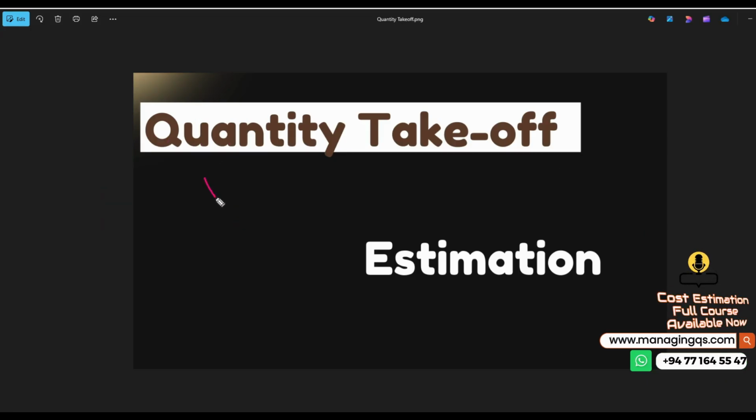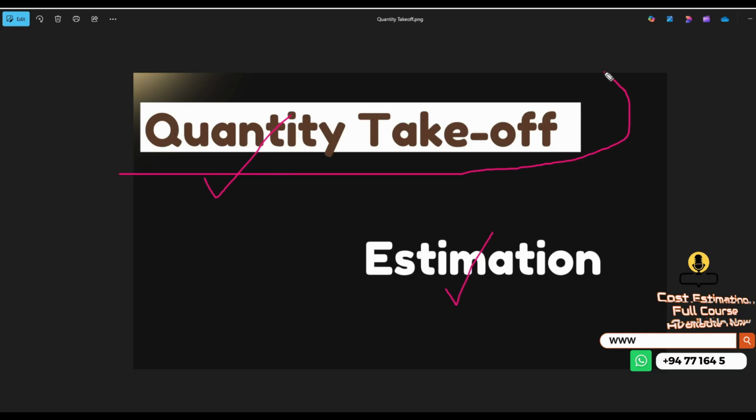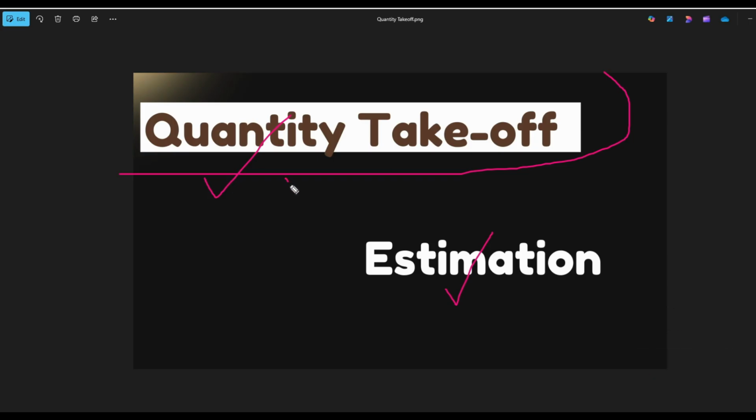The first one is quantity takeoff, the second one is estimation. You should be very clear about these two terms. Quantity takeoff is not our role as estimation engineers, estimators. We are not going to take the quantities anymore. The quantity takeoff comes from the quantity surveying department.